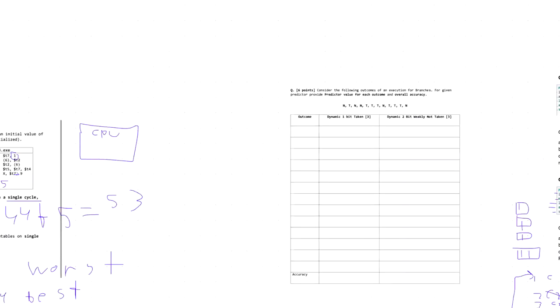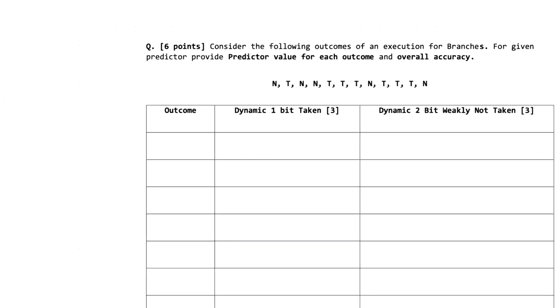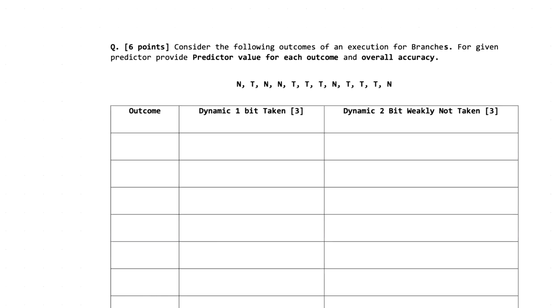And then this one, just to quickly go over what exactly is going on here. Dynamic 1-bit taken: we start out with taken, and this is saying our outcome is actually not taken. So dynamic 1-bit just switches if it's wrong. So I have originally taken. My outcome was not taken. I switched to not taken. Now I'm starting out at not taken. What is my outcome? Taken.